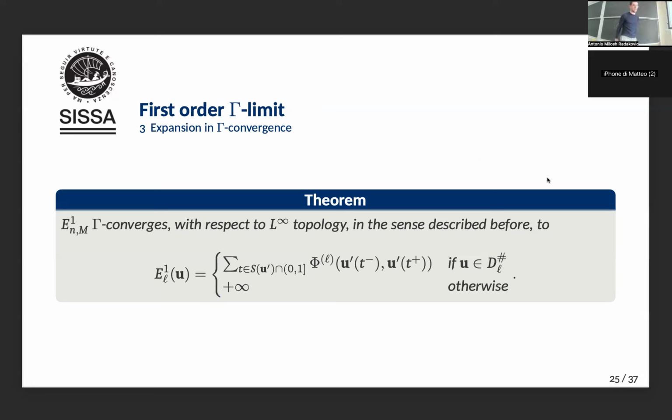Okay, so finally, we are arriving to our result. We have that the first order approximation energy is gamma converging to the sum over the jump sets of the transition energy of the two levels we are jumping in between.